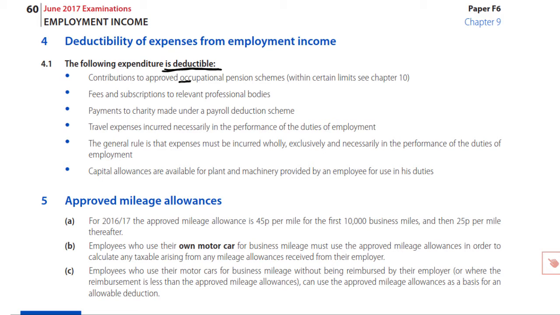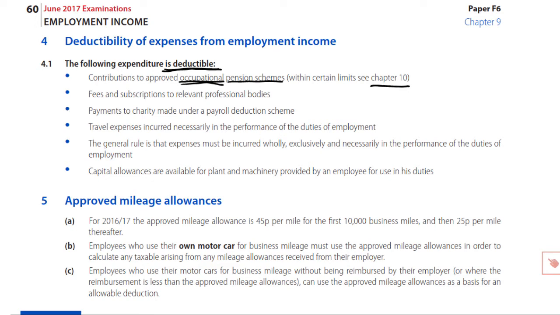Contributions to an approved occupational pension scheme. Now, what we are used to seeing way back from chapter 2 is an individual making contributions into a personal pension scheme and how we treat the gross amount of the personal pension contributions paid. We've seen that in terms of its involvement in chapter 2, and we're going to look at a whole lot more on pensions and bring it all together in the next chapter, chapter 10.